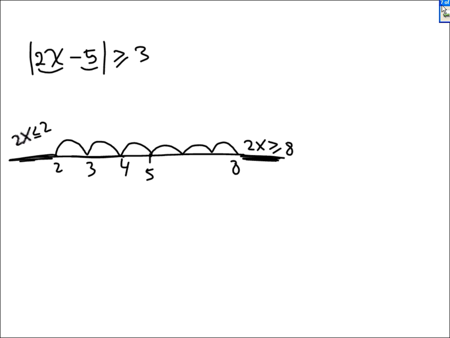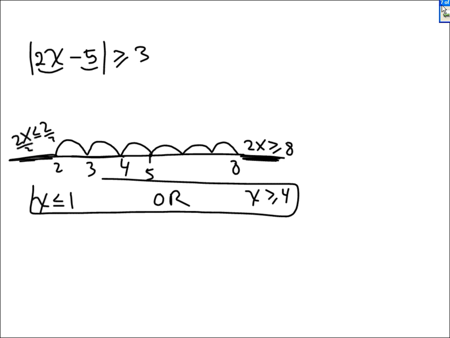Just divide both sides by 2 on both inequalities. X is less than or equal to 1, x is bigger than or equal to 4. And there's your answer. X can be less than or equal to 1, or x can be bigger than or equal to 4. I mean, let's make sure this is working.